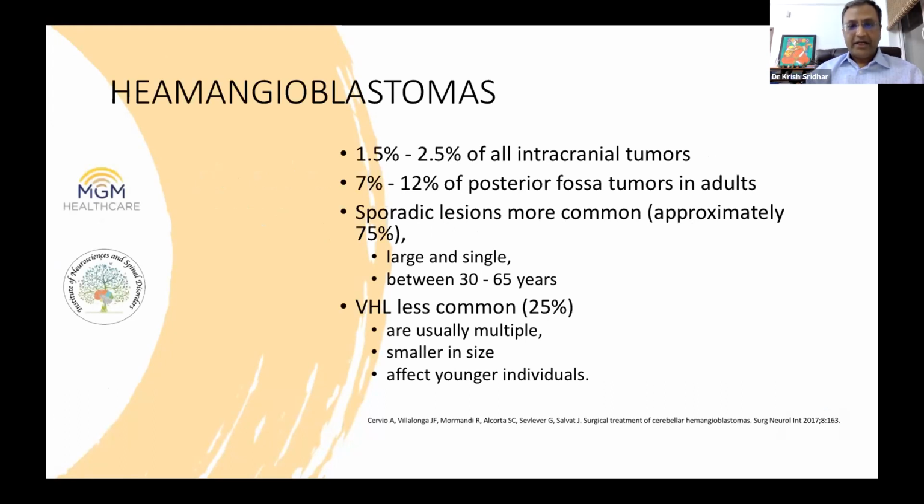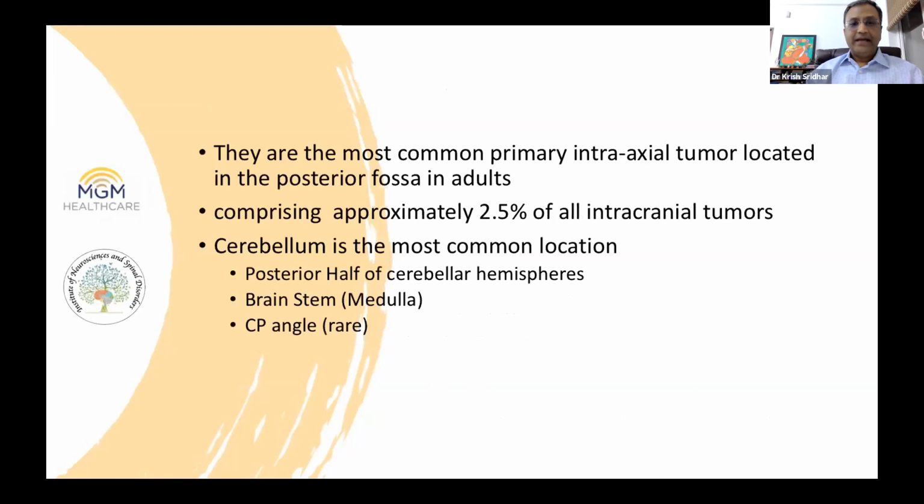Now, the majority of the hemangioblastomas are sporadic, and when they are sporadic, they are large and single and often occur between 30 to 65 years of age, while the VHL complex are less common. And when you have the VHL complex, the lesions are generally smaller in size, in younger individuals and, of course, are multiple. They are perhaps the most common primary intra-axial tumor in the posterior fossa in adults and comprise about 2.5% of all intracranial tumors.